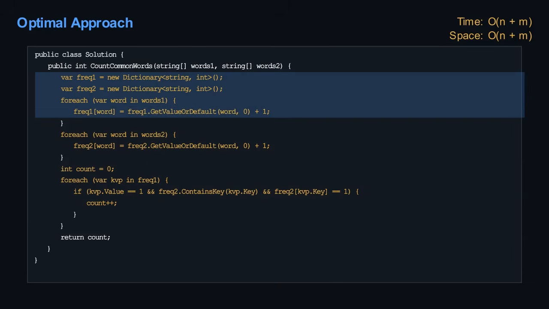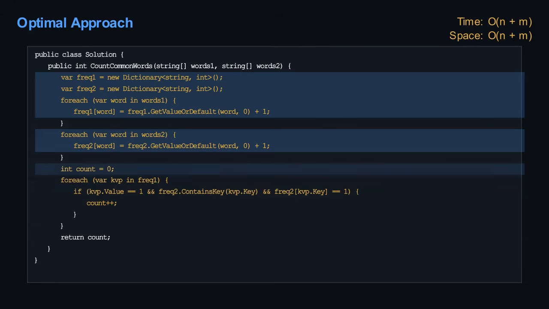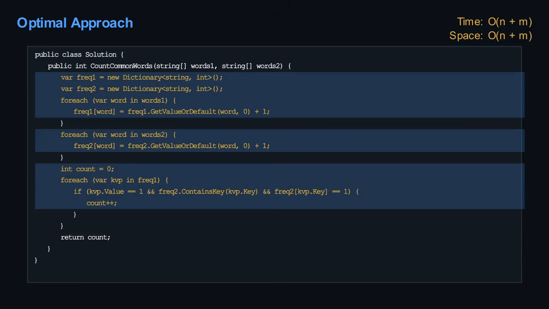After populating both maps, we iterate through one of them, say freq1. For each word-frequency pair, we check two conditions. First, if its frequency in freq1 is exactly 1. Second, we check if this same word exists in freq2, and if its frequency there is also exactly 1. If both conditions are met, we increment our final count. This avoids repeated scans by pre-calculating all frequencies.